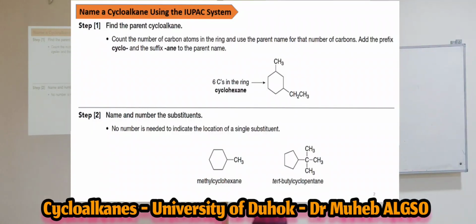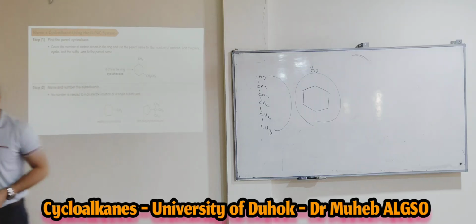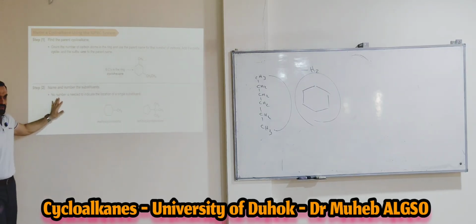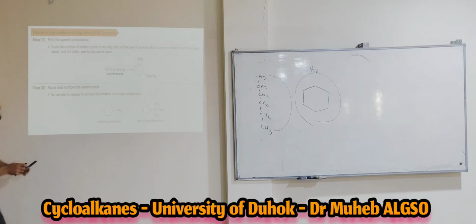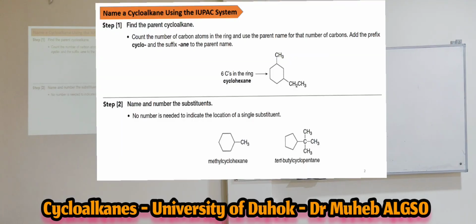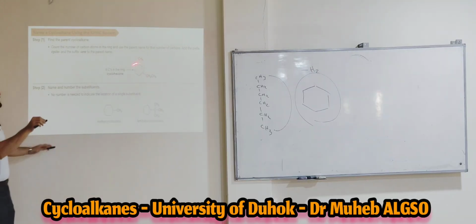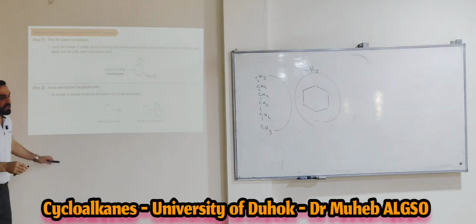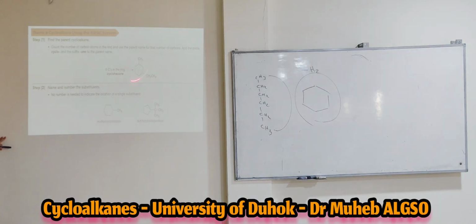Now, how can we use the IUPAC system to name these compounds? Actually, the IUPAC system is not new for you. I think it is also easy for you now. So, step number 1: count the number of carbon atoms. How many carbon atoms in the cycle? Just in the cycle, not the other atoms. Don't say 1, 2, 3, 4, 5, 6, 7, 8, 9. No, just the number of atoms inside the cycle.